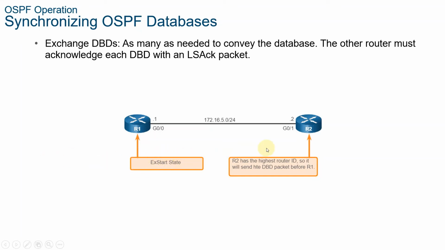Now in this figure here, R2 sends a DBD packet to R1. When R1 receives the DBD, it performs the following actions. First, it has to acknowledge the receipt of the DBD using the LSAck, or link state acknowledgement packet. R1 then sends DBD packets to R2, and then R2 acknowledges R1.